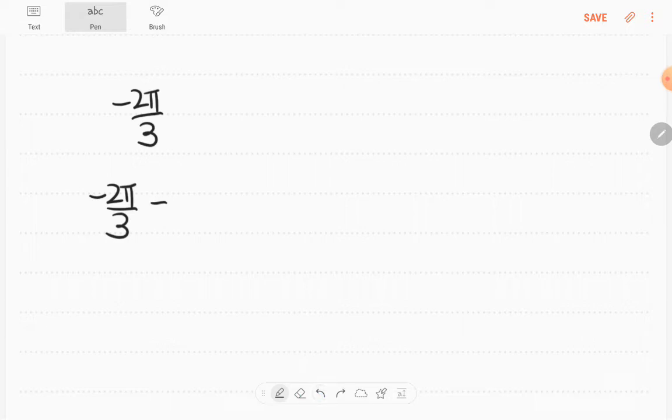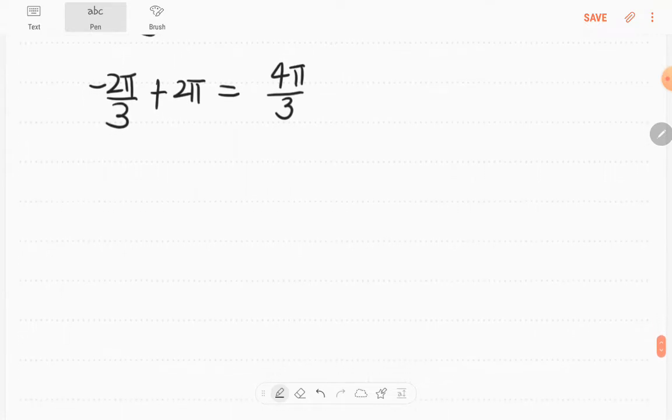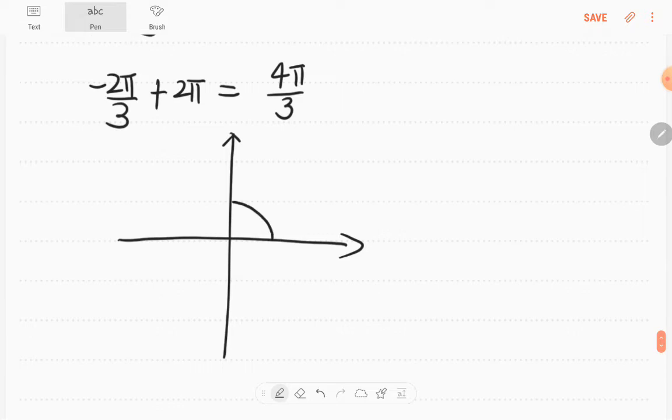We add 2 pi to make it positive, so we know we can easily locate the positive angle. So this one would be 4 pi over 3, right? 4 pi over 3 is easy. This is pi, then plus pi over 3 would be 4 pi over 3. Pi over 3 would be here. So this is 4 pi over 3, right?